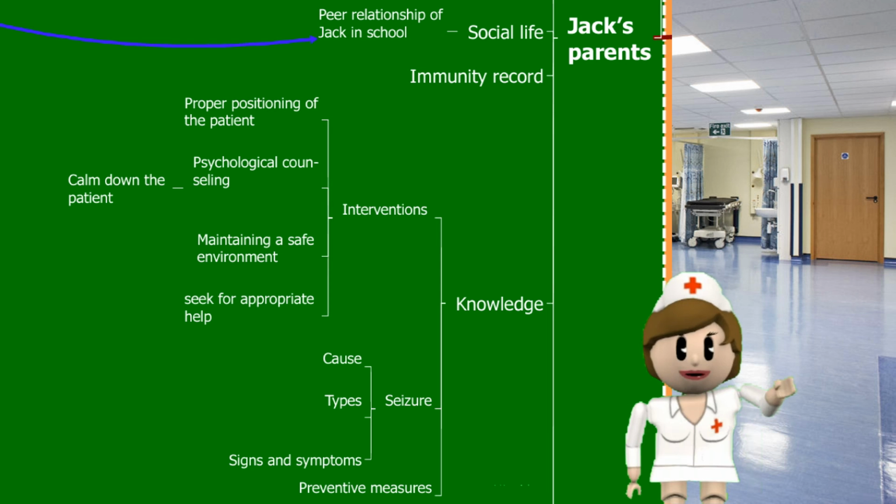Fifthly, we should assess if the parents have adequate knowledge on seizure, intervention, cause, types, signs and symptoms, and preventive measures. This is very important, because if seizure occurs in the future, we should ensure that the parents would have adequate knowledge on managing such situation correctly in order to ensure Jack's safety.